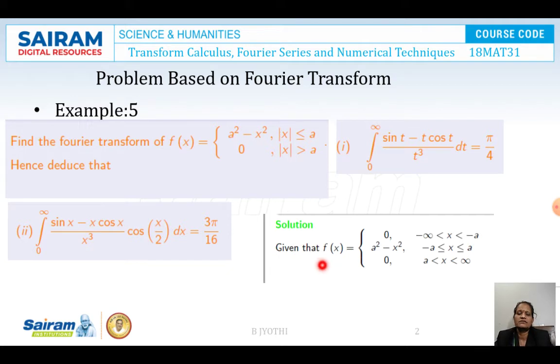Let us consider the given function, f(x) = a² − x², where |x| ≤ a, which can be written as −a ≤ x ≤ a. Apart from this, in any other interval, it will be 0. That is, when |x| > a, it is 0. So only a² − x² is present when x varies between −a and +a.